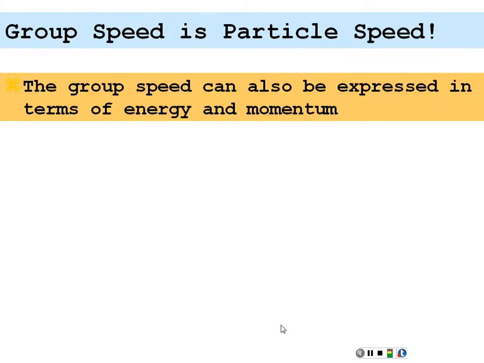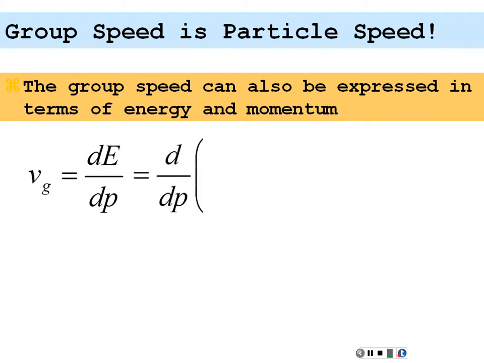Well, the group speed actually is the speed of the particle, and it can be expressed in terms of energy and momentum. And if we think of the total energy as being the reduced Planck's constant h bar times the angular frequency omega, and the momentum as being h bar k, then the group speed would be the change in energy with respect to momentum, h bars canceling out top and bottom.